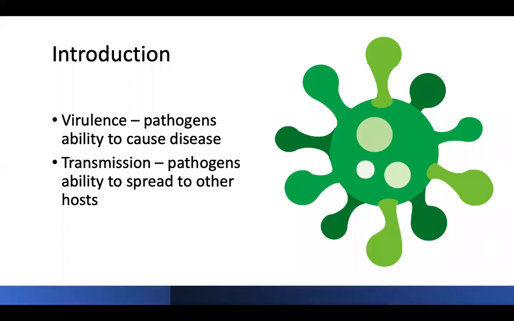For a little bit of background information, the term virulence refers to the ability for a pathogen to cause disease in a host, and the term transmission refers to a pathogen's ability to spread from one host to another host. These are the two most important traits of a pathogen, and all of the different things that contribute to the dynamics of evolution of pathogens have to do with either virulence or transmission.